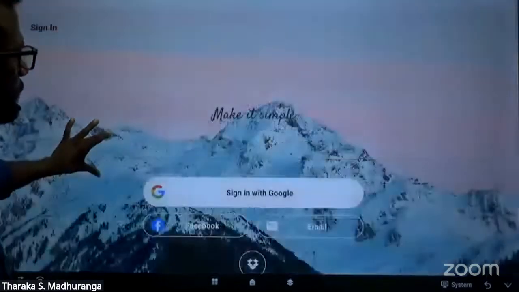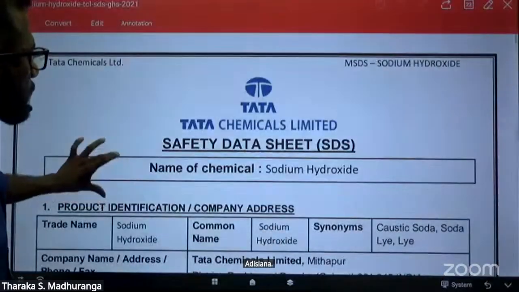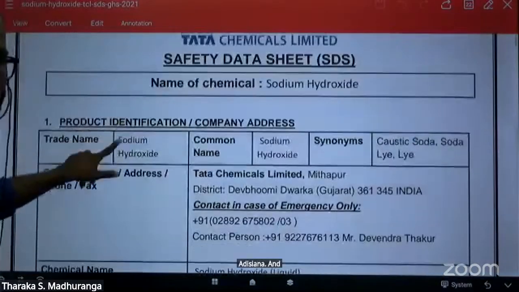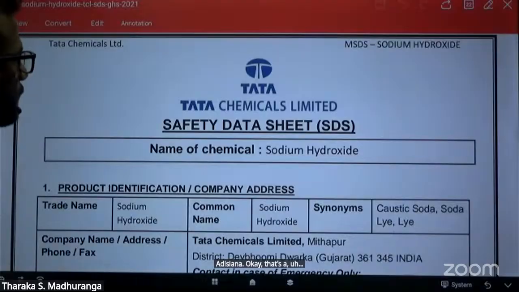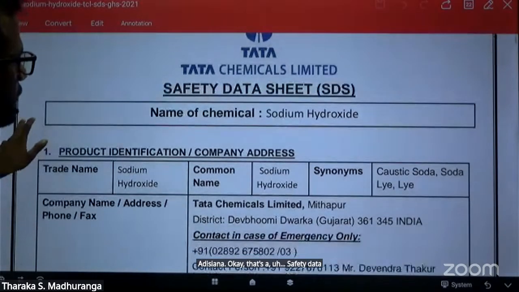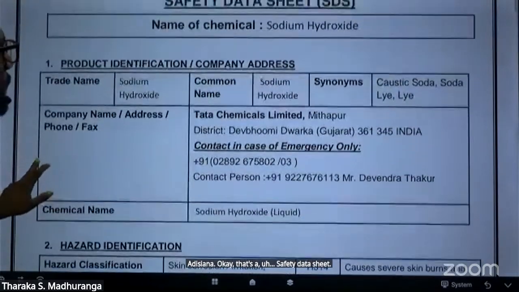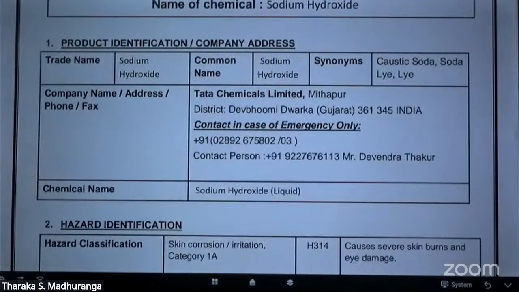This one. Okay, that's a safety data sheet. SDS. Yeah.